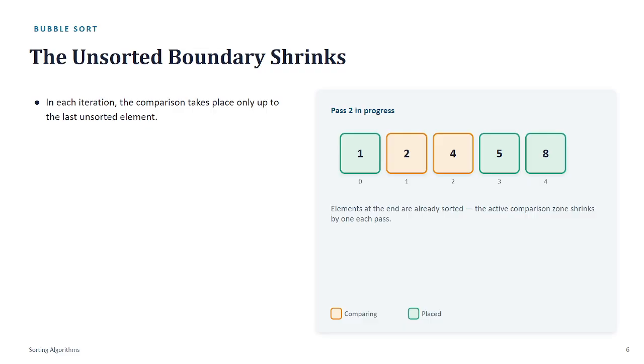And this is about the unsorted boundary shrinking, in which you notice something interesting here. With every pass, one more element becomes permanently sorted. That is correct. Am I correct? This means the area we need to check becomes smaller and smaller. So instead of checking the whole array every time, we only focus on the unsorted portion.